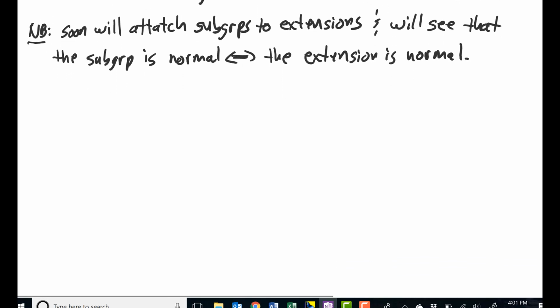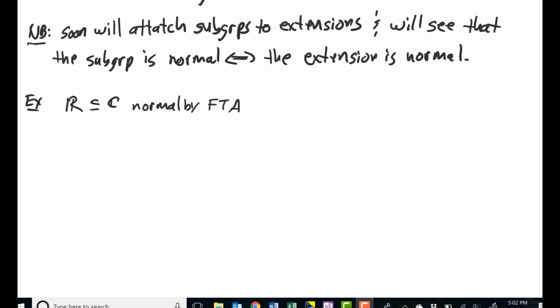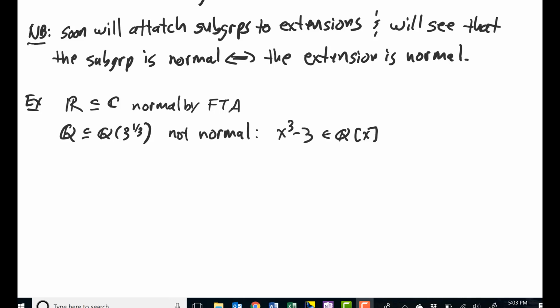All right, let's at least do an example. Our first example is simply R contained in the complex numbers. This is normal because by the fundamental theorem of algebra, every polynomial splits. So that's that. Let's have a non-example. For this, let's consider Q contained in Q attached the cube root of 3. This will not be normal.